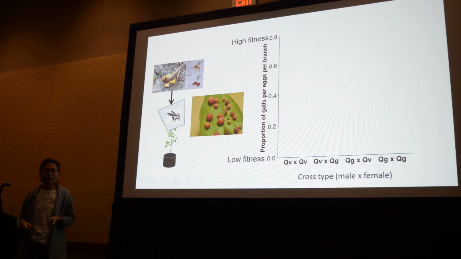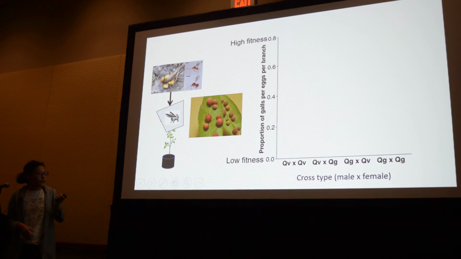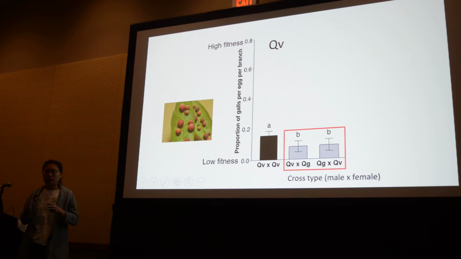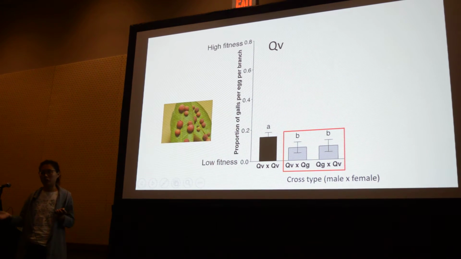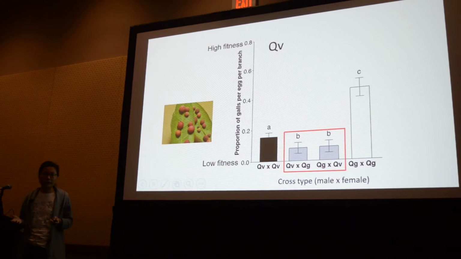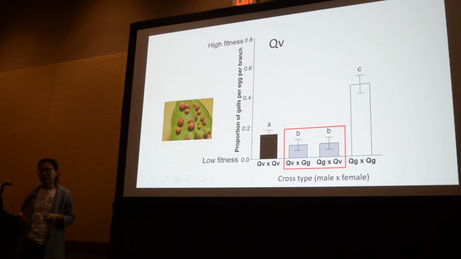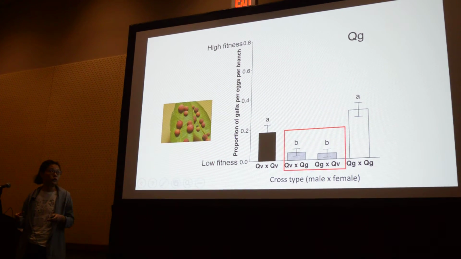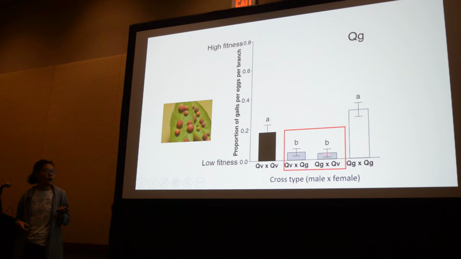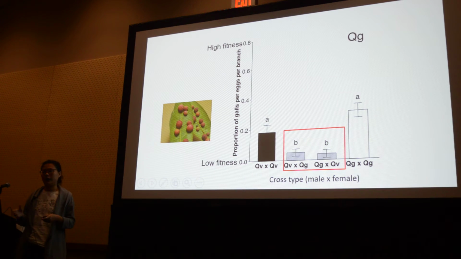And here on the y-axis are the different cross types, male by female. First, the results on the QV trees show that hybrids have significantly lower fitness than pure crosses on QV trees. Interestingly, the QG cross on the non-native host plant is even higher. And a similar pattern is also found on the QG trees, where hybrid fitness is lower than pure crosses on the native host plant.